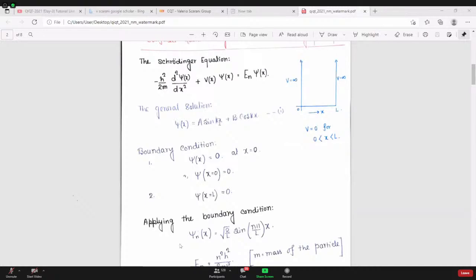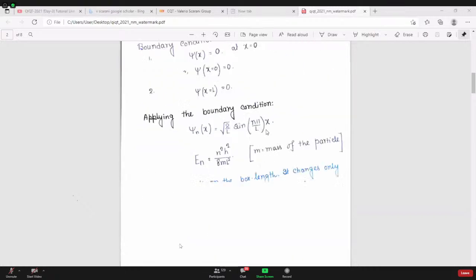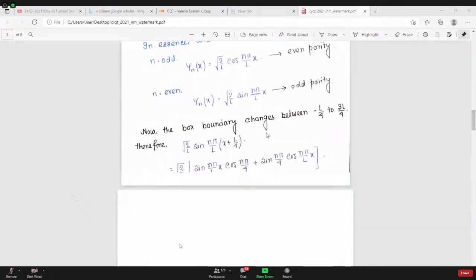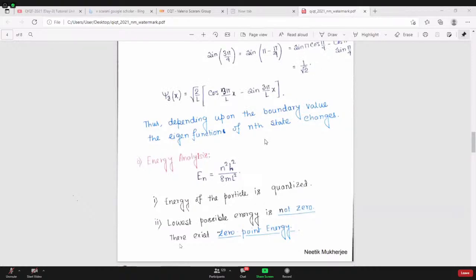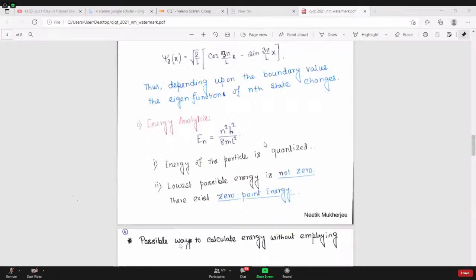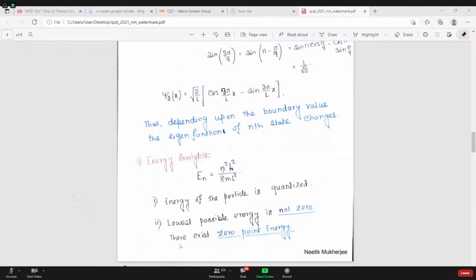Yes, sir. K equal to n pi by L, and cos again n pi by L. Then sin 0 is 0, cos 0 is 1, so it will become a constant. So that's why n equal to 0 is not possible. And again there is another condition that I am going to explain to you soon, why n is not 0. So the point is that you have only positive values of n, and at a particular n, it will only change when your L will change.